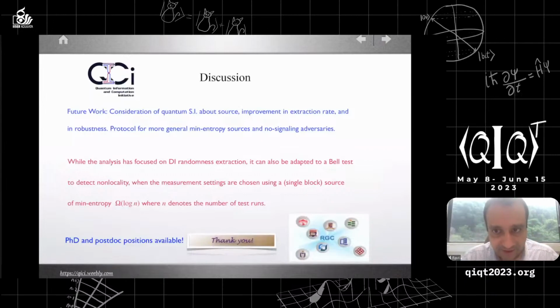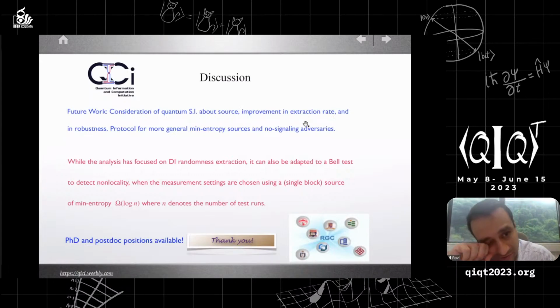So that's the idea. I hope I conveyed that part at least clearly. There are a lot of other things to work on in this direction, which is to consider, as I said, quantum side information about the source, treat the source as, let's say, an IID quantum random number generator, treat it as a quantum device, and consider that the eavesdropper has some entangled state that is correlated with the source.